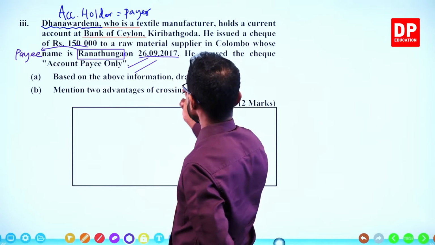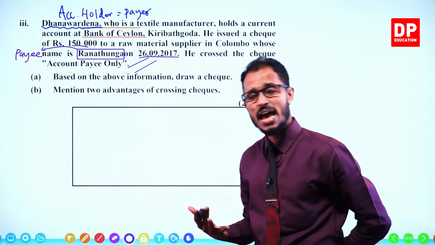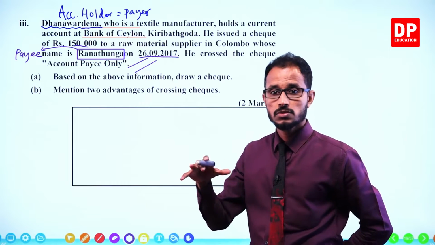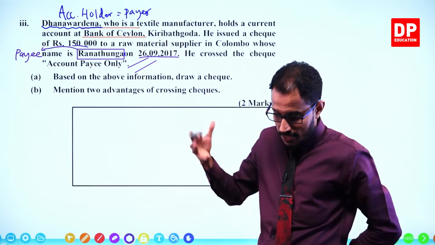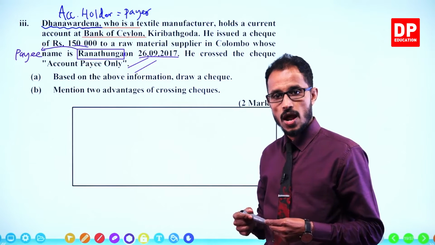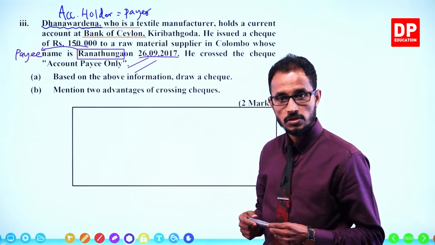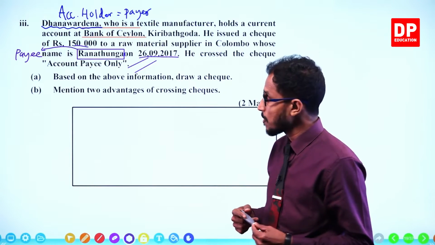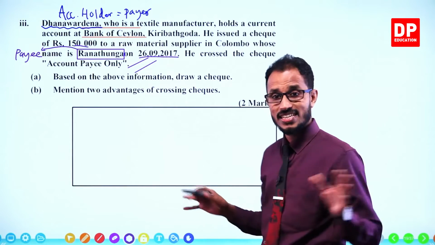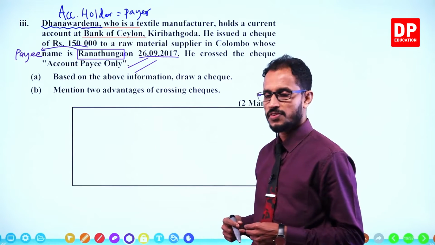Based on the above information, draw a check. It doesn't take time if you know the way a check is organized. It's not going to take time if you know how to draw the check, if you know the order of items.